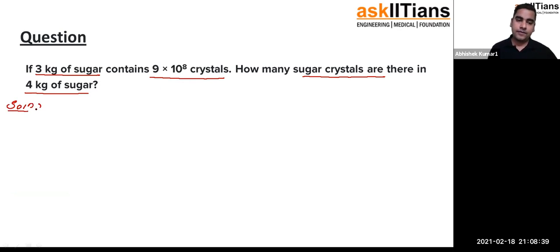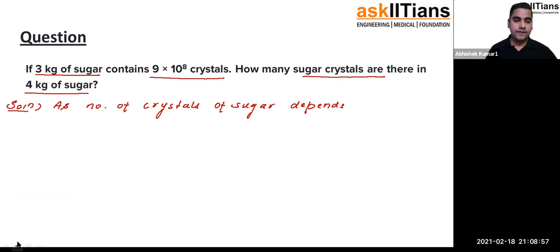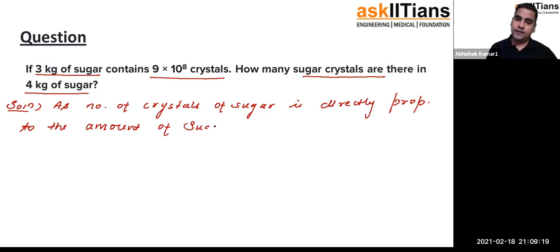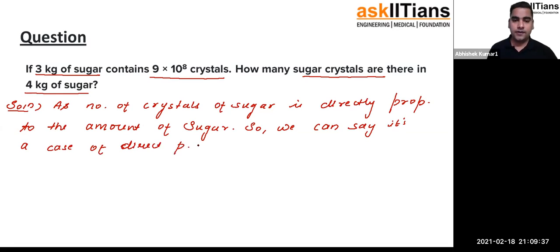So here, as the number of crystals of sugar depends on, or I would say is directly proportional to, the amount of sugar, we can say it's a case of direct proportion. Right. So we have to find how many sugar crystals are there in 4 kg of sugar.